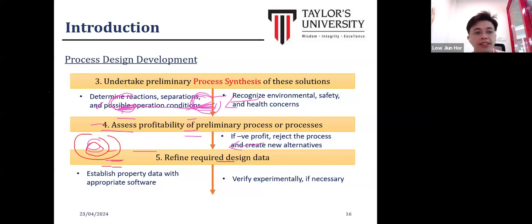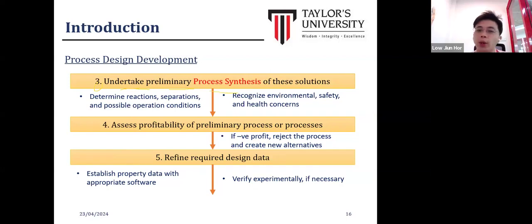Okay, we proceed to step number 3. In step number 3, we need to undertake the preliminary process synthesis of this solution. Let's say just now in step number 1, I already decided that I want to produce dynamo. In step number 1, I already identified the product I want to produce. In step 2, I already collected all the relevant data from a data bank, or database, and also did some literature review and patent search.